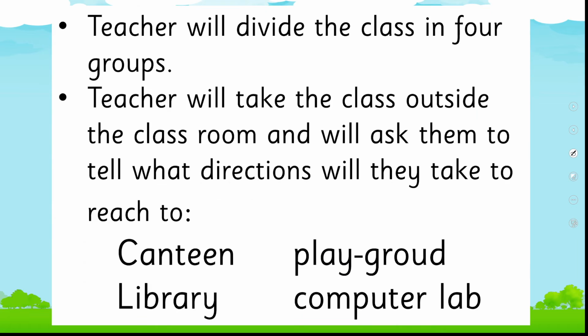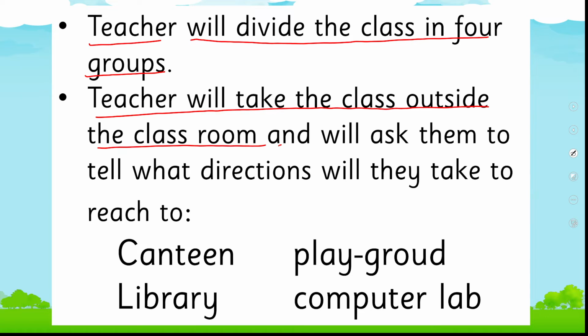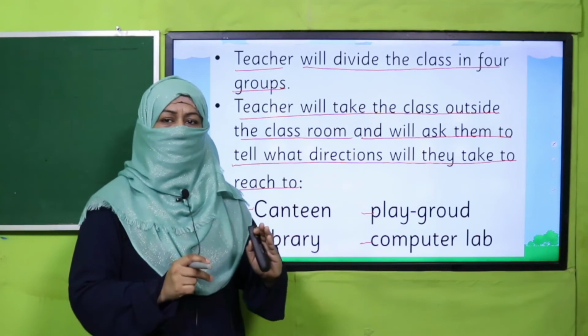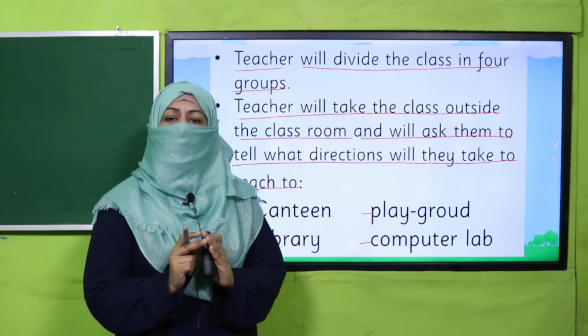All right. So your teacher will divide the class into 4 groups. The teacher will take the class outside the classroom and will ask them to tell what directions they will take to reach different places you can point in your school: canteen, playground, library, and computer lab. Beta, to reach one point, you have to take multi steps. Multi means more than one.